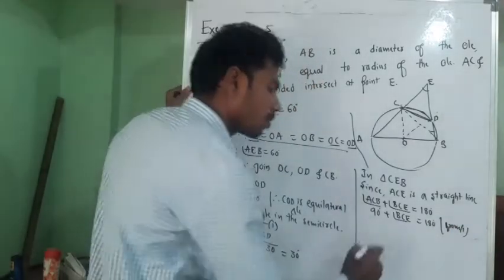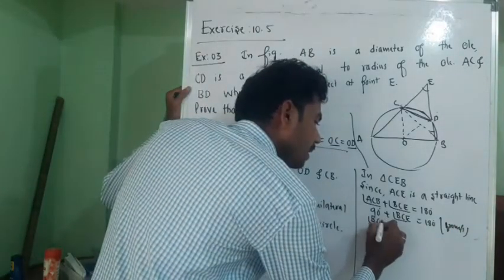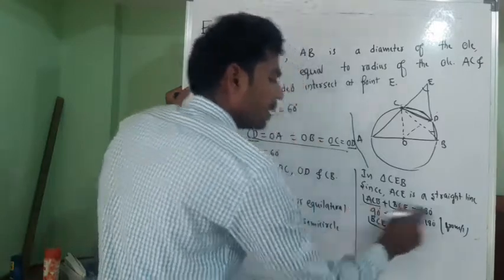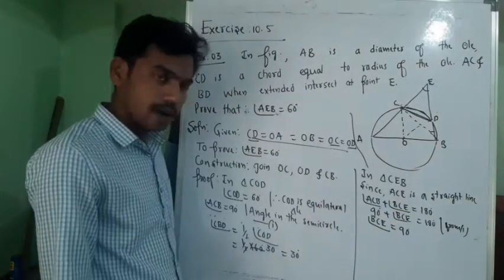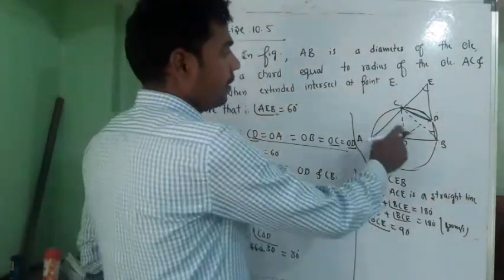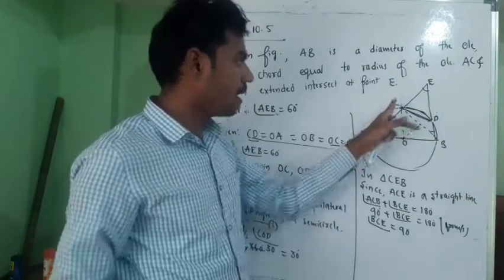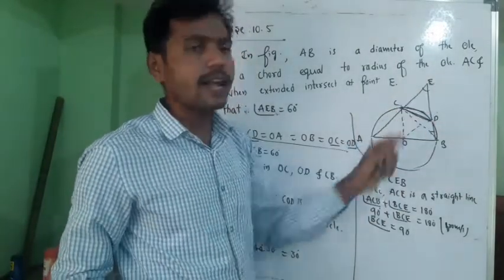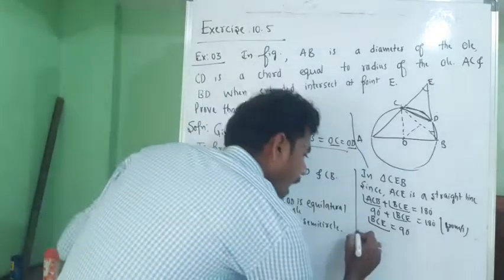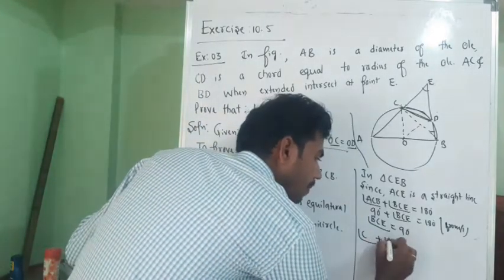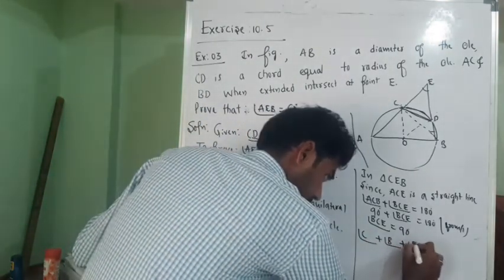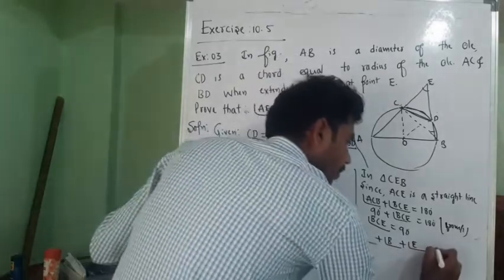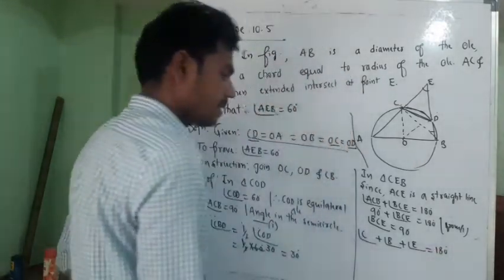Fine. So therefore angle BCE is equal to 90 degrees, since 180 minus 90 is nothing but 90 degrees. Now, in triangle BCE we have angle C and angle B, and we need to find angle E. Therefore angle C plus angle B plus angle E is equal to 180 degrees. So what is angle C?